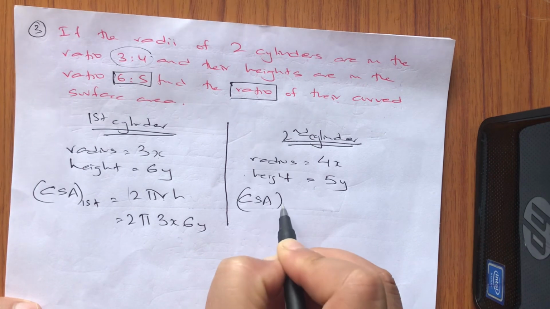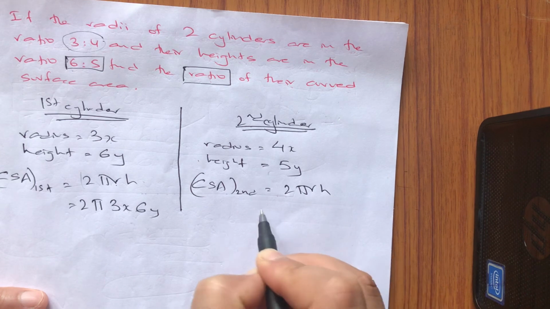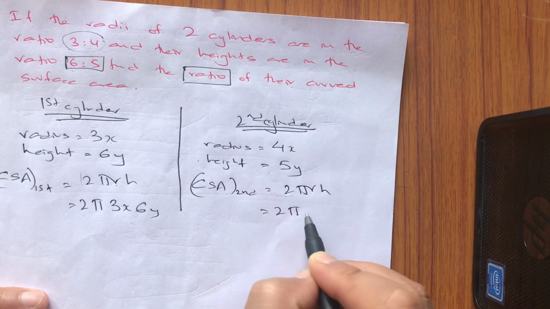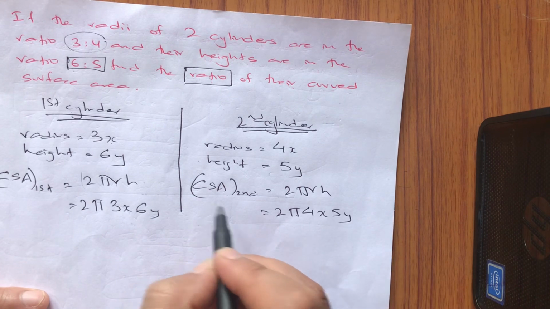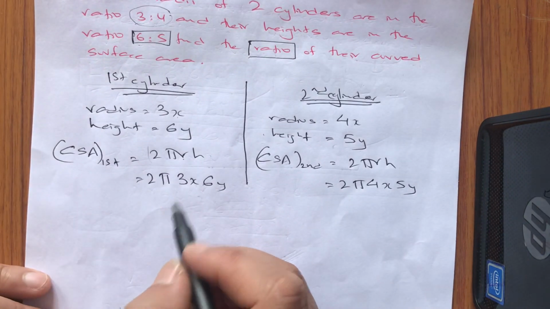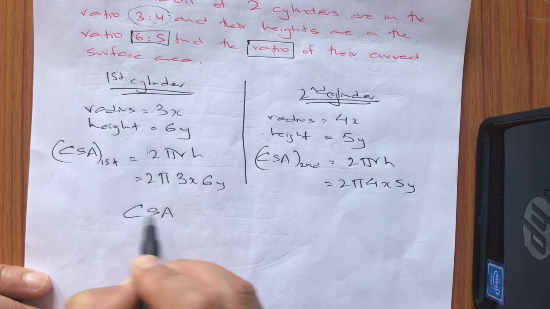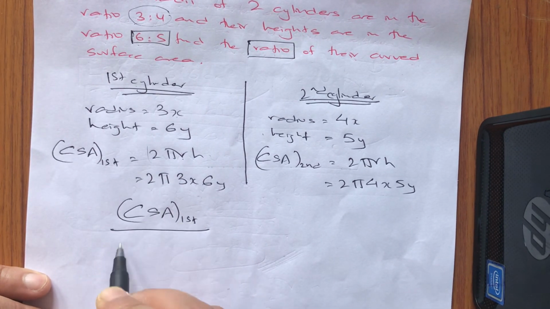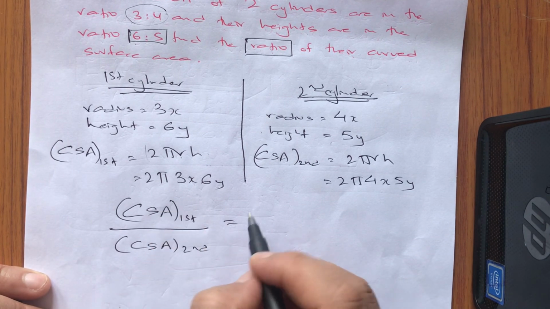CSA of the second. The formula for all the cylinders is still 2 pi rh, but now over here the radius is different. So I'll have to put 4x. What's the height? I'll have to put 5y. Now that's the CSA of the second, that's the CSA of the first. So now it says ratio of the curved surface. So when I want to find the ratio, I'll have to do CSA of the first divided by CSA of the second, that is equals to, what is the CSA of the first?